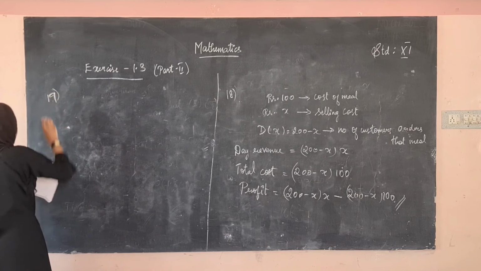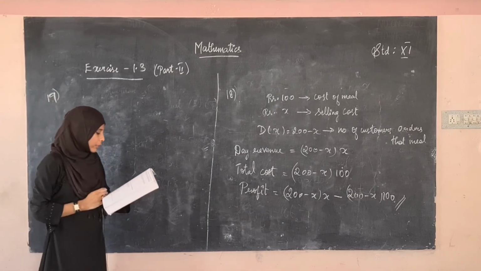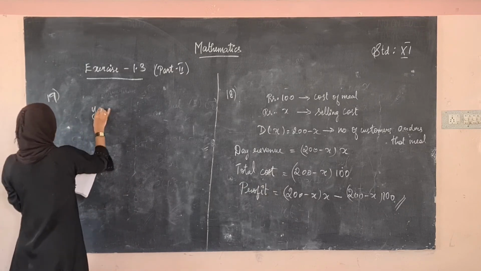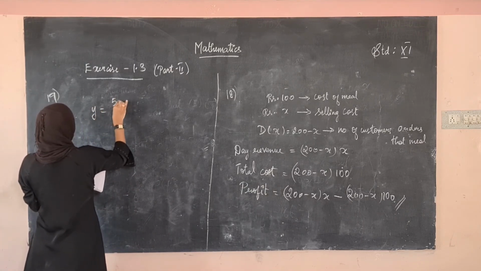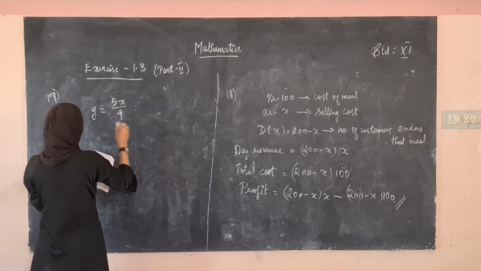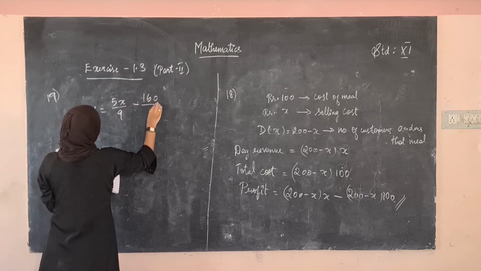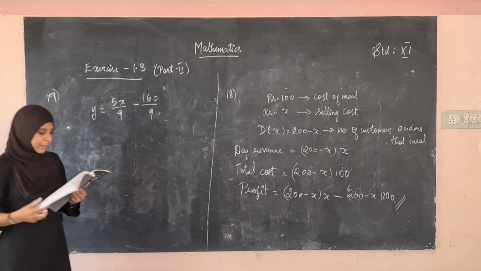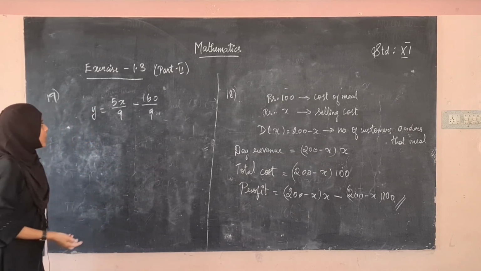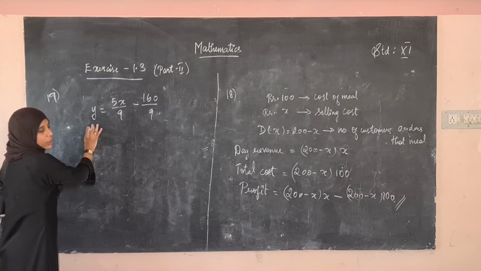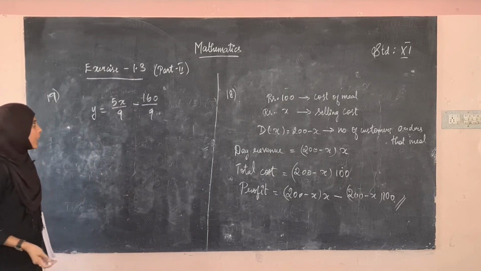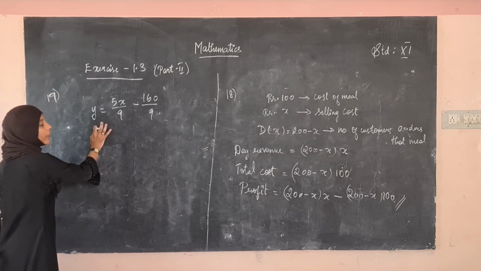So the 19th sum. The formula for converting from Fahrenheit to Celsius temperature is y is equal to 5x divided by 9 minus 160 divided by 9. Find the inverse of this function and determine whether the inverse is also a function. This function indicates the changing of temperature from Fahrenheit to Celsius. Now we have to find the inverse of the function.